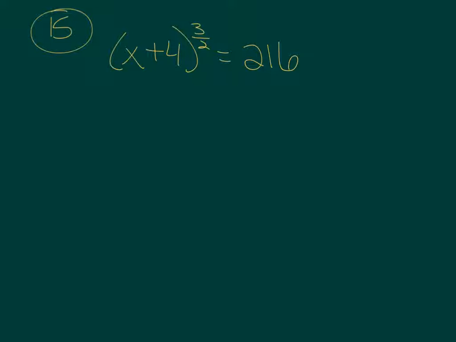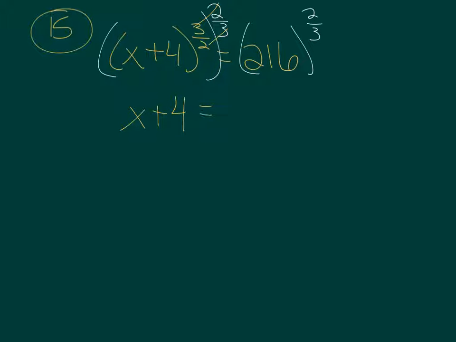How do we make this go away? How do we make it become 1? Well, we do that by raising it to the 2/3, because 3/2 times 2/3 is 1. But whatever we do to one side, we also have to do to the other. So this cancels, this goes away, we're left with x plus 4.